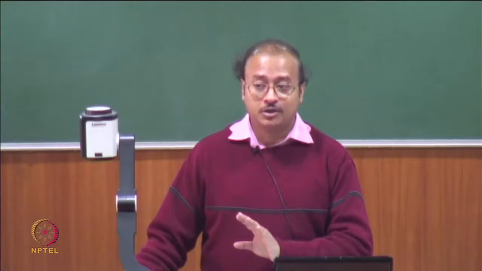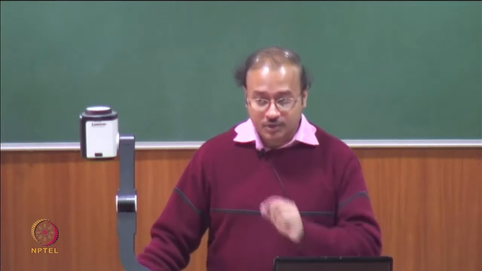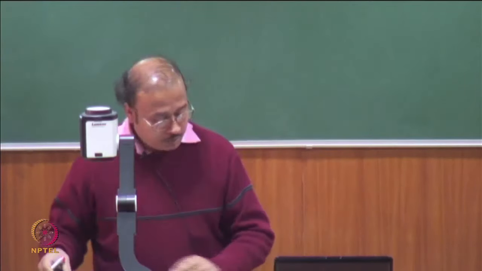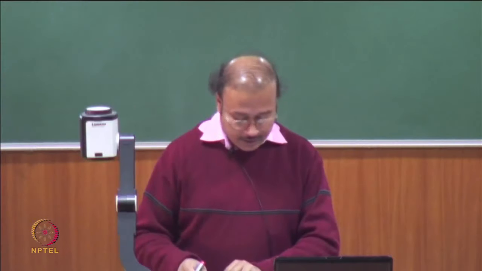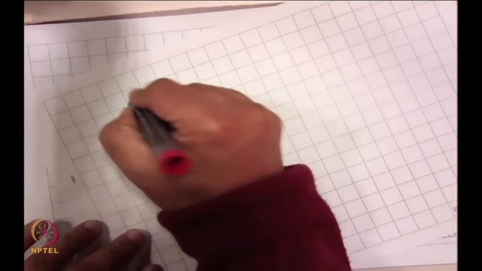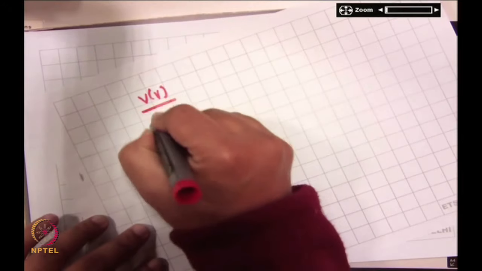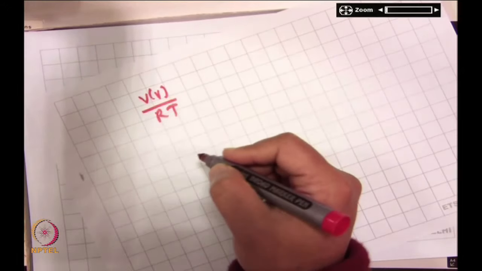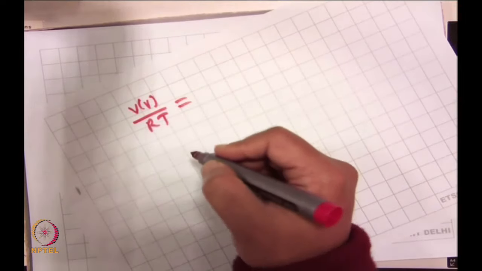Hold on to this thought and I will tell you why it is so significant. We will just take an example. Before going on further, let us do one more thing. If I write V of R by RT, so what should I get? This should be equal to what? Can you tell me?